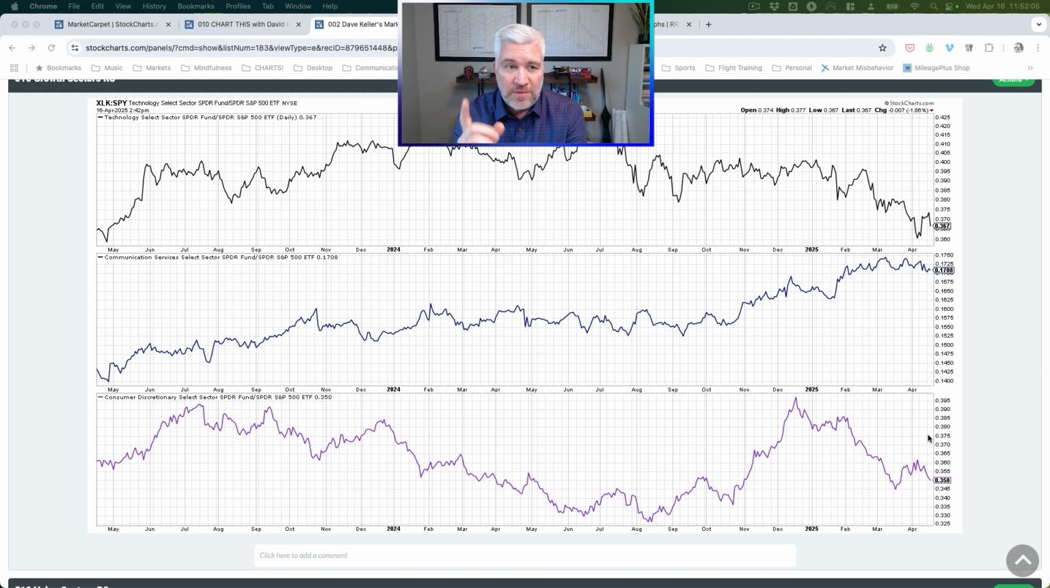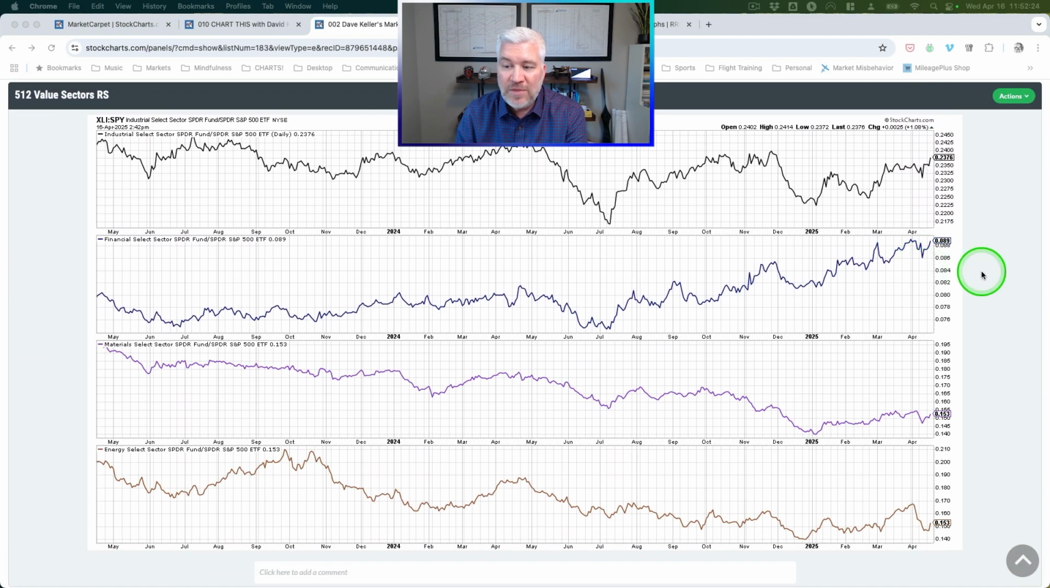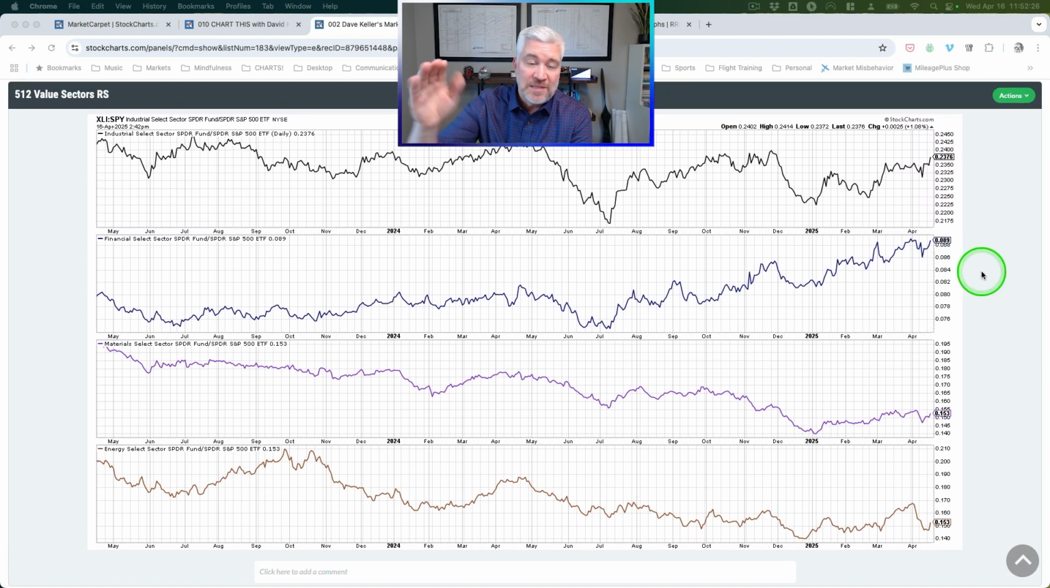This one looks at the three growth sectors: technology, communication services, consumer discretionary. You can see that technology and communication services have been pretty consistently underperforming in 2025. Communication services, the lone outlier, which has been stronger than the other two, but really starting to weaken here in the last 6 weeks. Then we have the four value sectors: industrials, financials, materials, and energy.